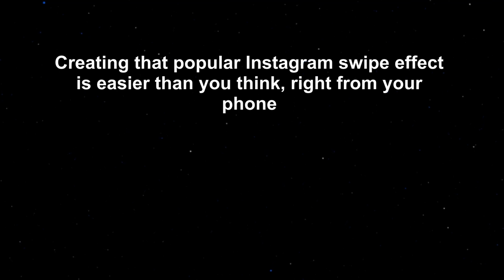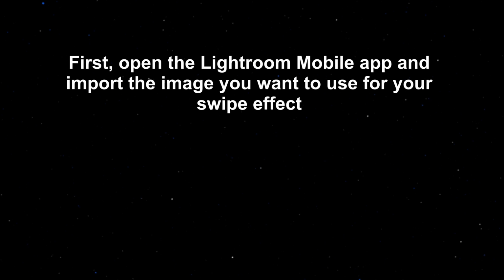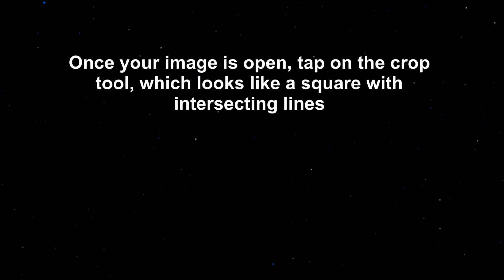Creating that popular Instagram swipe effect is easier than you think, right from your phone. First, open the Lightroom mobile app and import the image you want to use for your swipe effect. Once your image is open, tap on the crop tool, which looks like a square with intersecting lines.